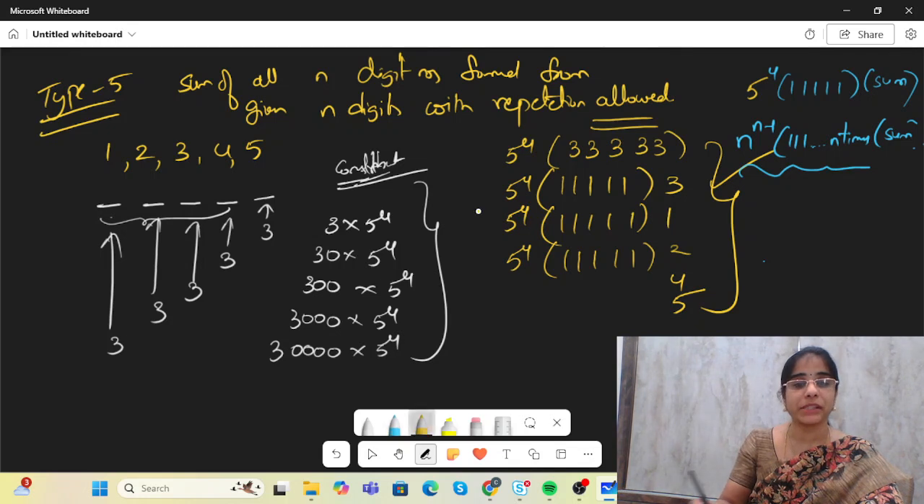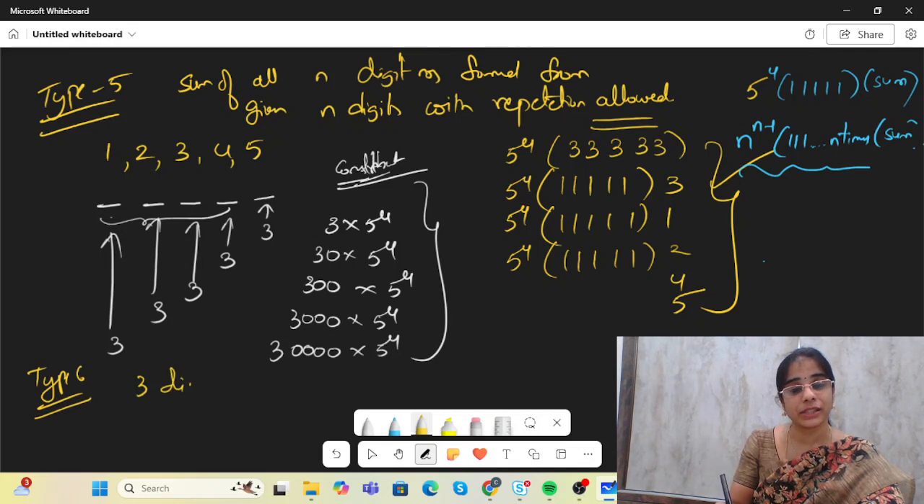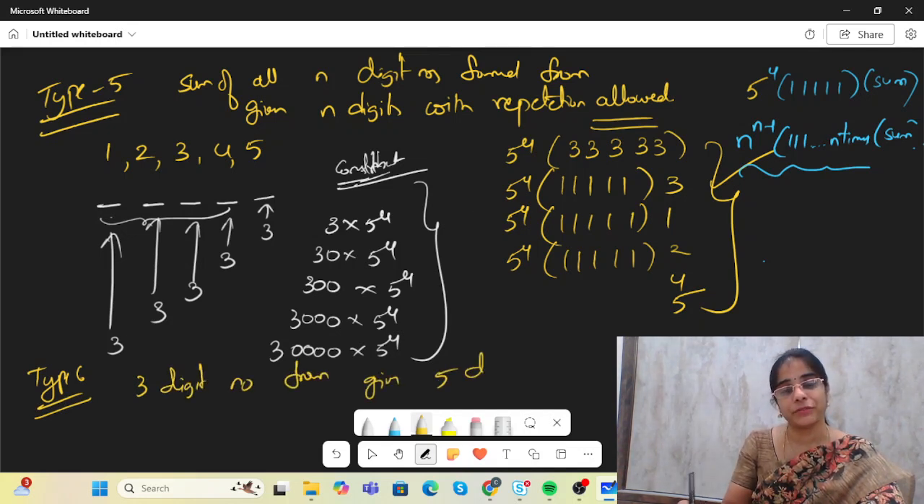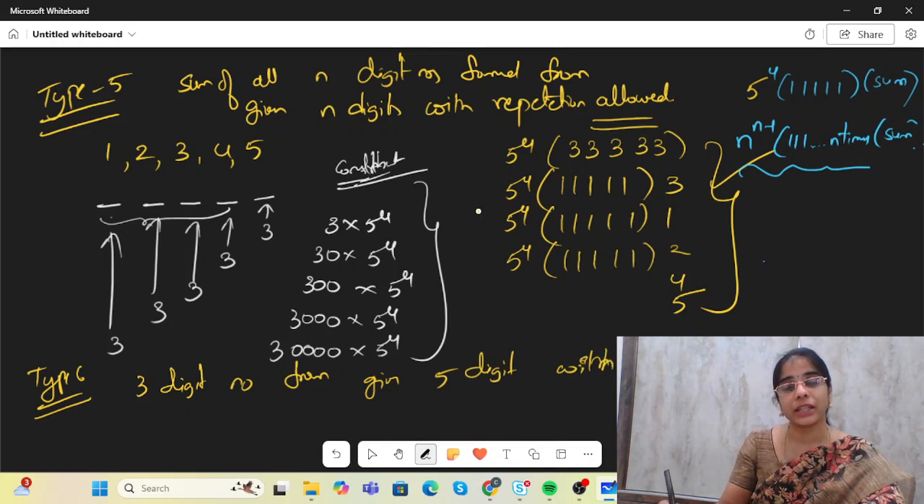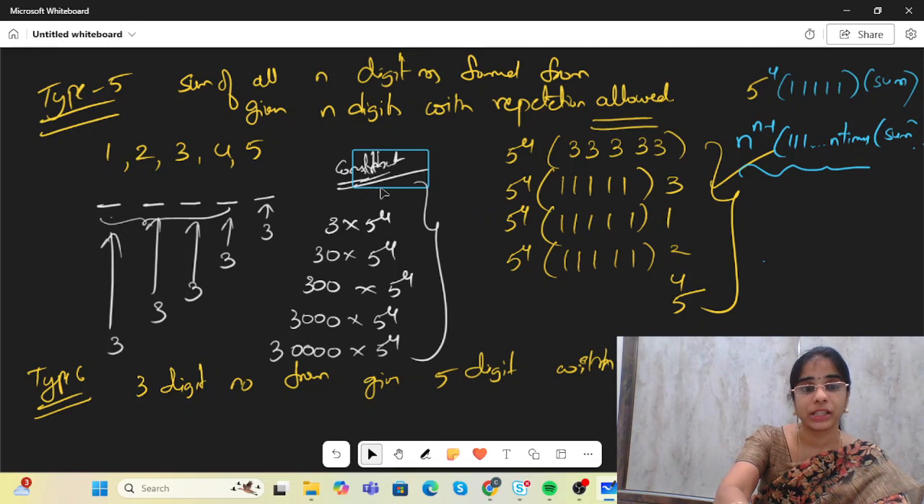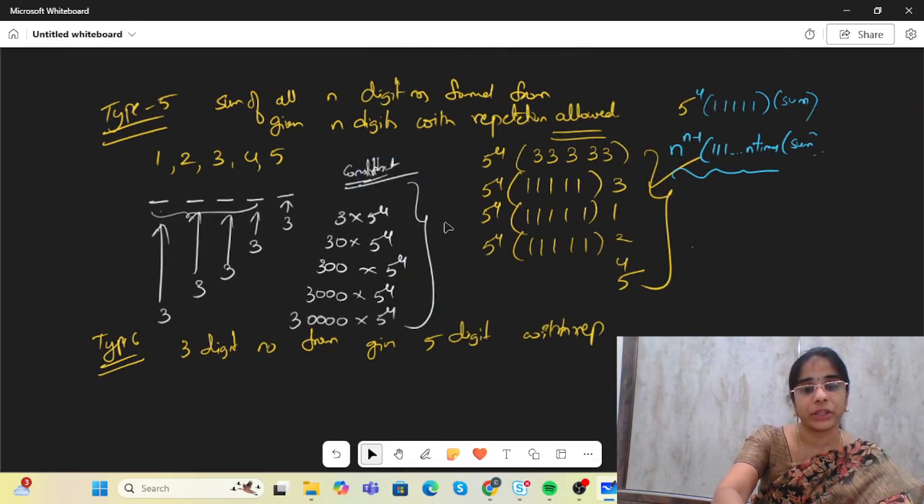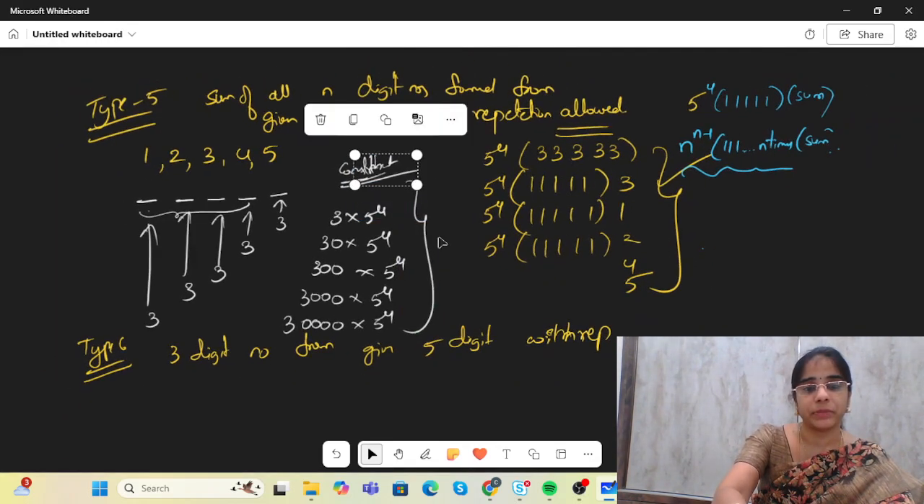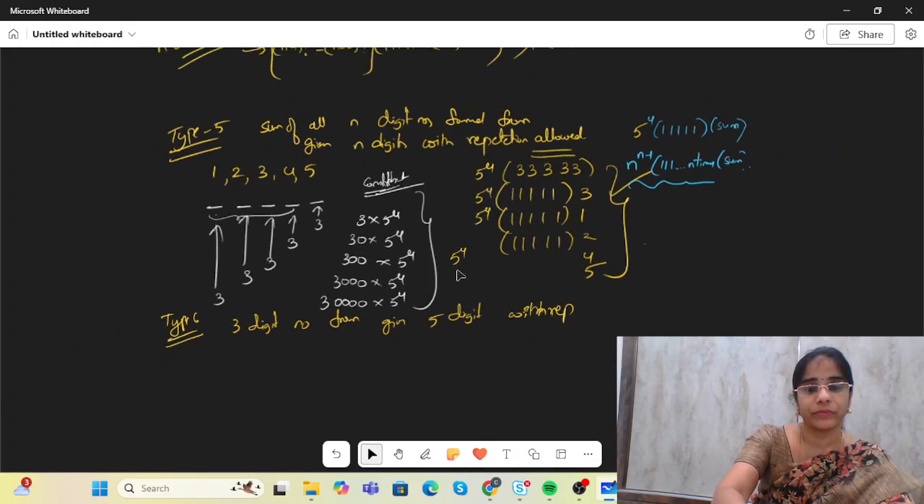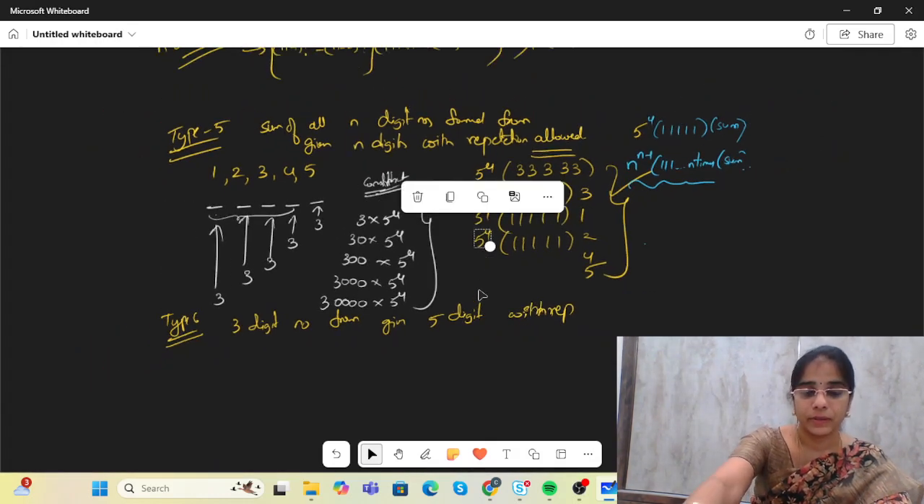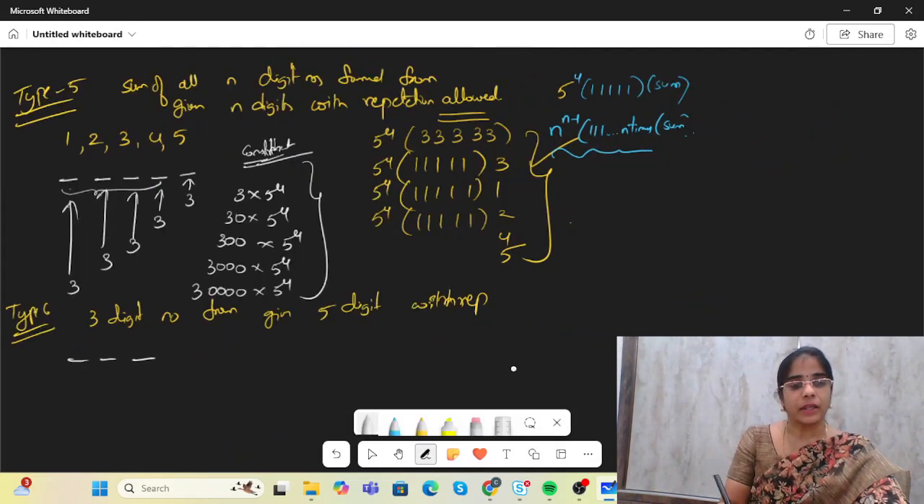Now, what will be your type 6? Type 6 will be getting a 3-digit number from the given 5 digits. This is with repetition, right? So the earlier case we have done is without repetition. Now, the case we are going to do is with repetition, right? Now, how to pick up the numbers? Now pick up a 3-digit number from the given 5 digits, right?